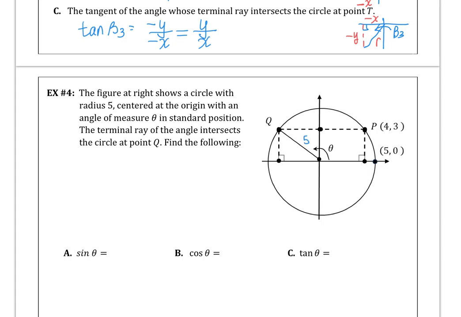hypotenuse is 5, this height is 3, this length is 4, but it's in the negative direction. So we went 4 left and 3 up. The sine would be the side opposite divided by the hypotenuse. The cosine would be the side adjacent divided by the hypotenuse. And tangent would be the side opposite divided by adjacent, so negative 3/4. Our point Q is located at negative 4, 3, just for the reference.